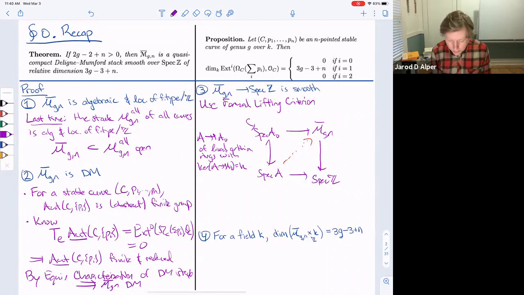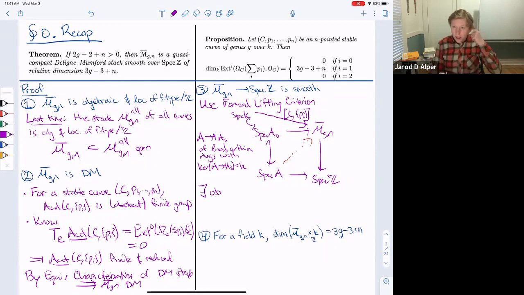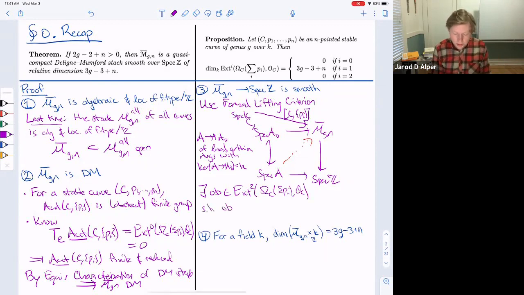is a field equal to the residue field. So inside A naught, you have the residue field, the unique point, and therefore you get a k-valued point of the moduli space of stable curves. Let's write that as C with marked points p_i. And now we use deformation theory. Deformation theory tells us that there exists an element, which I'm going to call ob, of the cohomology group Ext^2 of Omega_C to O_C, such that this element is 0 if and only if there exists this dotted arrow.